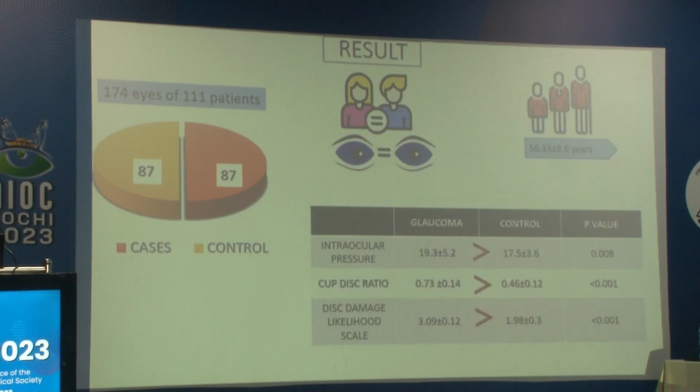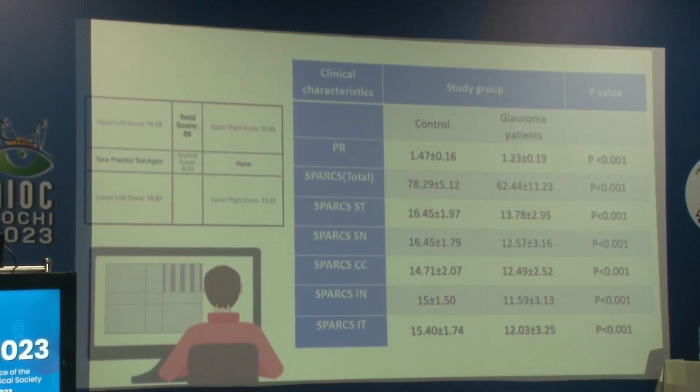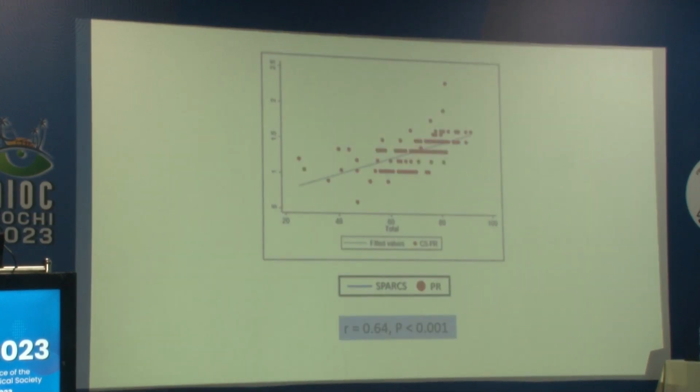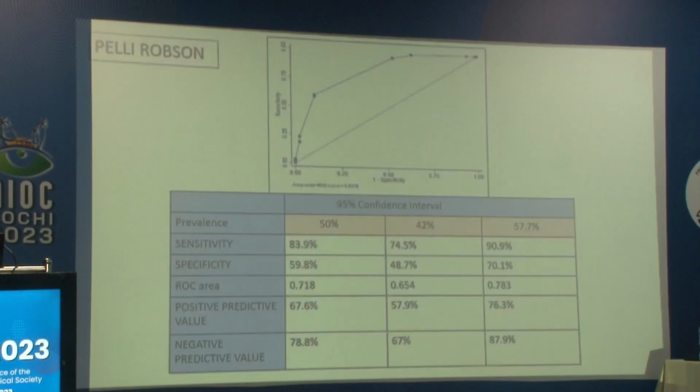Mean age came to 56 years, and on pairwise analysis, intraocular pressure, cup disc ratio and disc damage likelihood score was more for glaucoma patient as compared to control. We also compared Pelli-Robson and Sparks score for different study group, and we could find out that the control had a higher score than the glaucoma patients. On univariate analysis, there was a positive correlation between Sparks and Pelli-Robson.